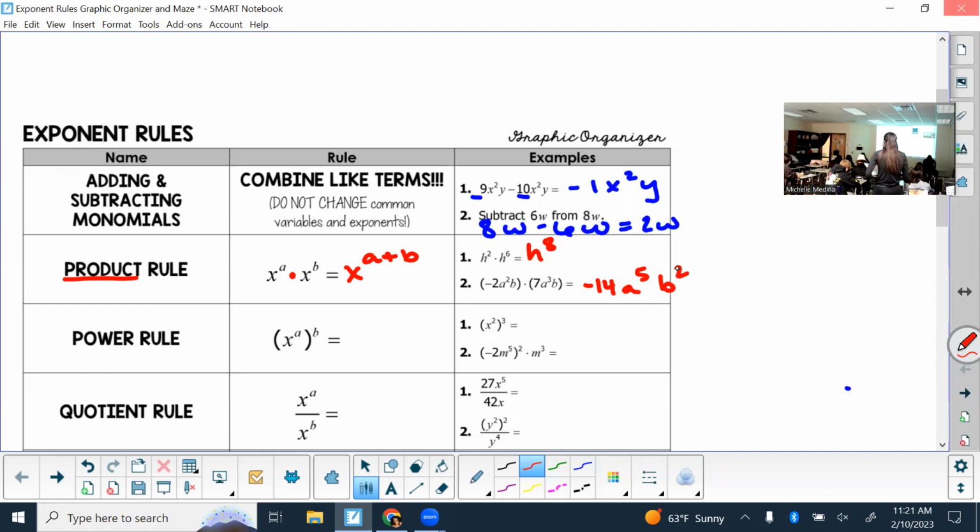All right, make sure we're copying down as we go. It's okay if you made a mistake. You'll need this for your maze. And if you have questions, feel free to ask.